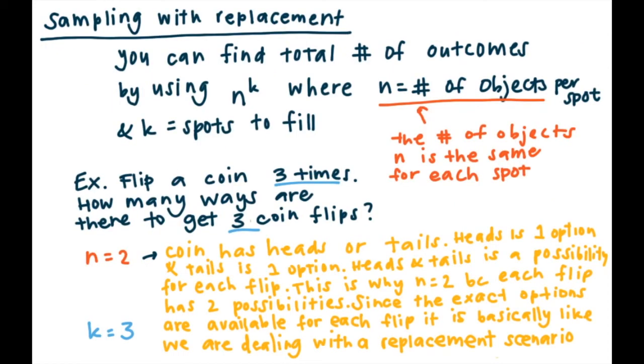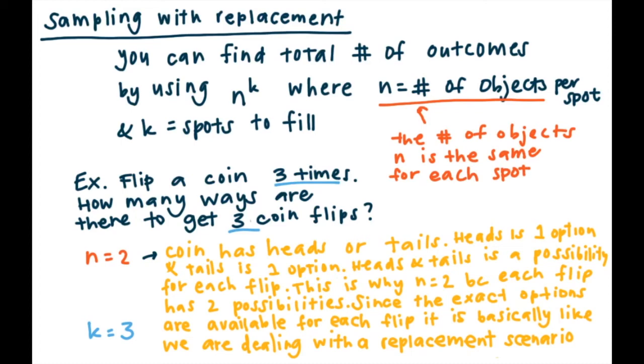Sampling with replacement. So you can find the total number of outcomes by using n to the k, where n equals the number of objects per spot, and n is the same for each spot, and k equals the spots to fill. Okay, so now we're going to look at an example. So it says, flip a coin 3 times. How many ways are there to get 3 coin flips?